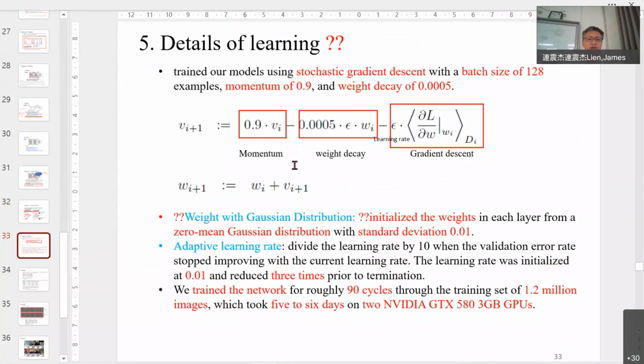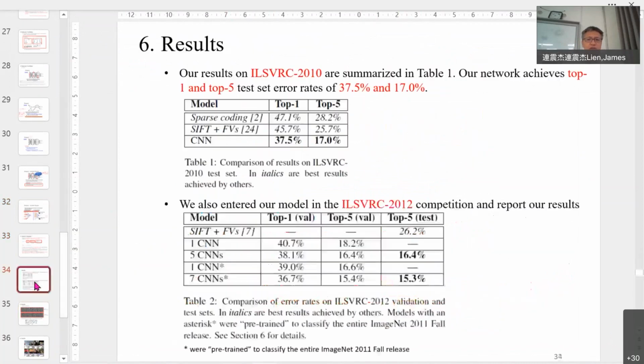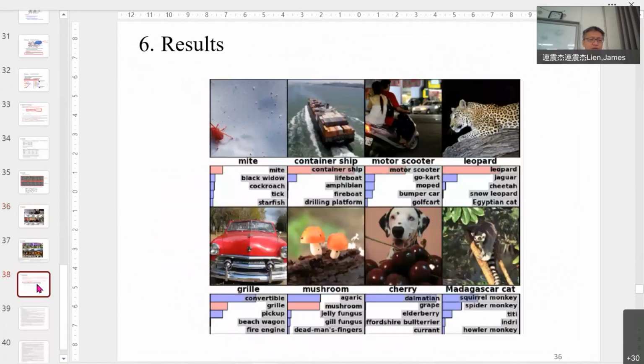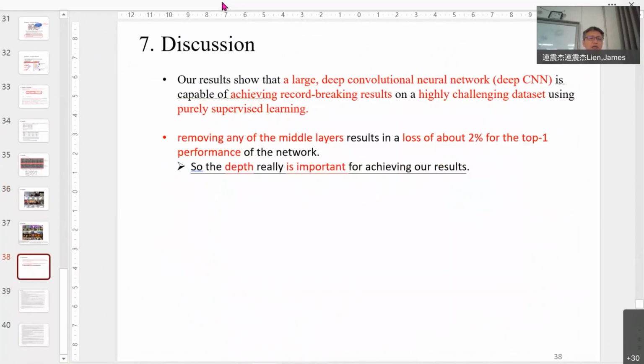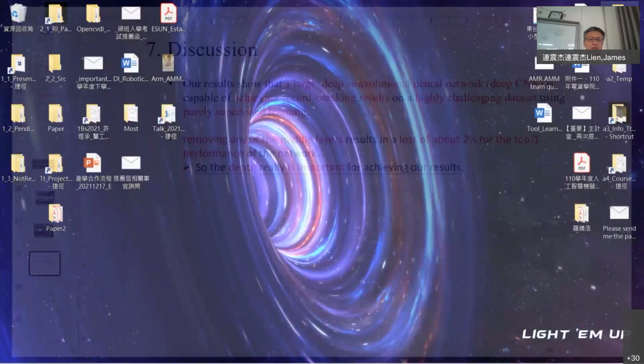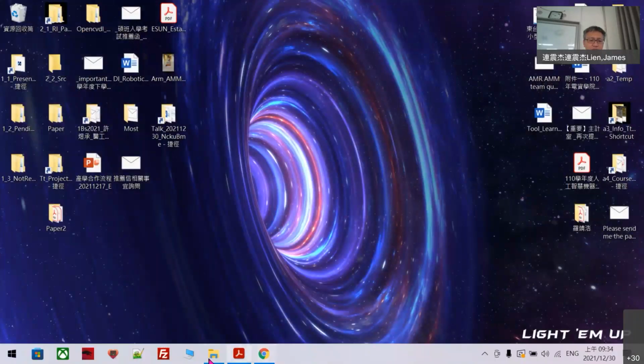And you don't need this. Actually, you don't need to care about this one. So this page is not important. The others are just testing the result. I think you can check it by yourself. Okay. So that's for AlexNet. We'll continue with the next one.